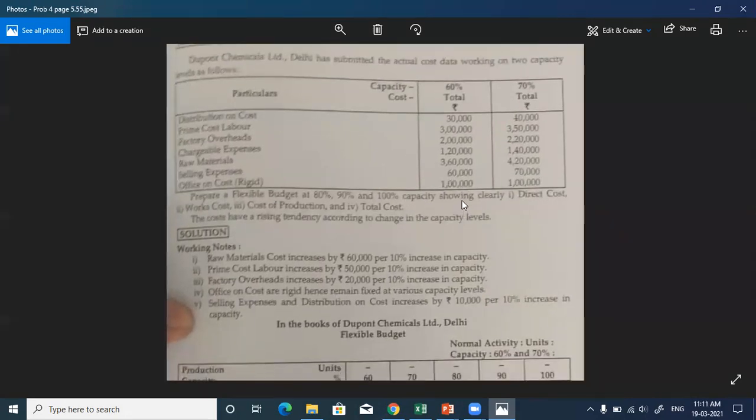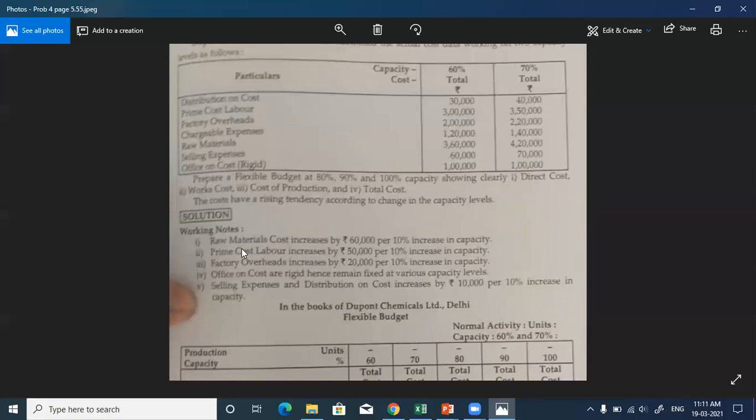Besides, they've given some important information, and it is working notes. The raw material cost will keep on increasing by 60,000 at every 10% increase in capacity. Prime labor cost, same, it is going to increase by 50,000 for every 10% increase in capacity. Then factory overheads will also increase by 20,000 for every 10% increase in capacity. The office expenses are fixed at any level of capacities. The selling and distribution expenses will increase by 10,000 for 10% increase in capacity.